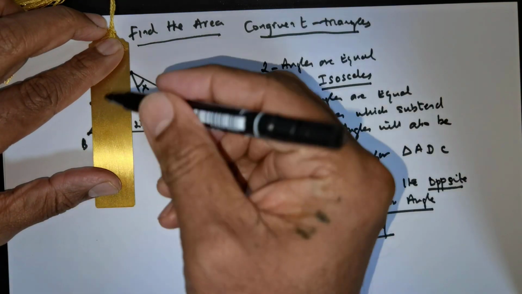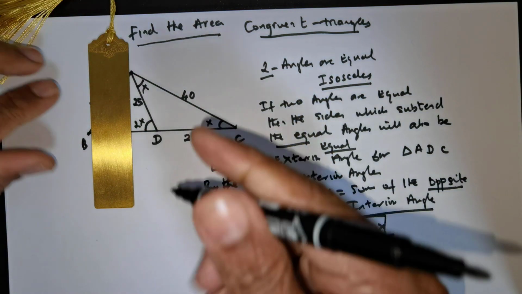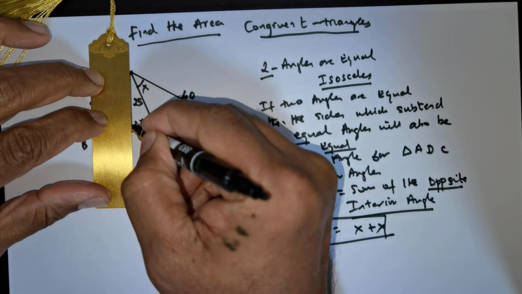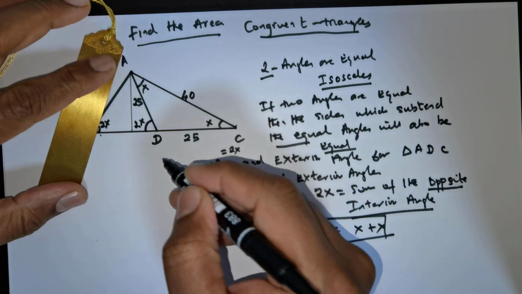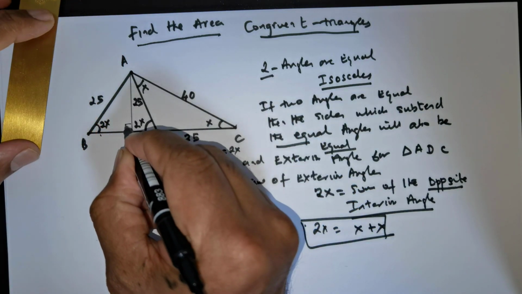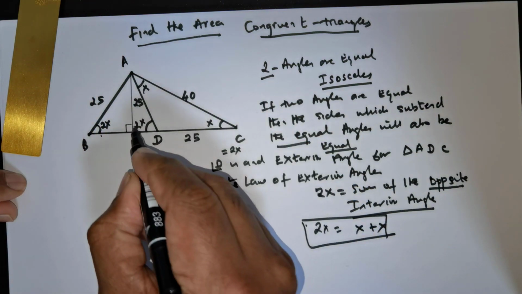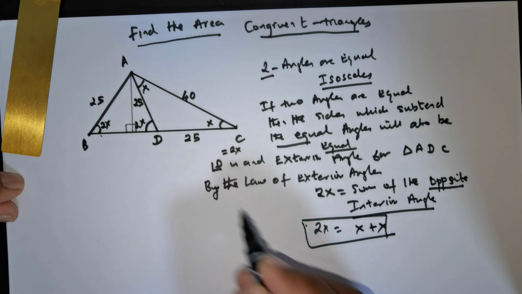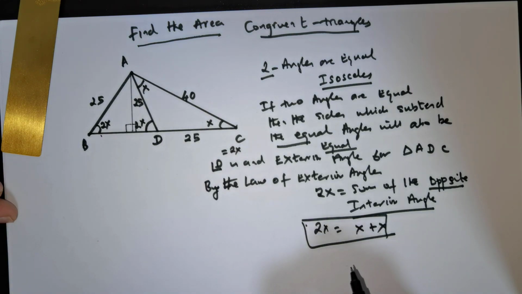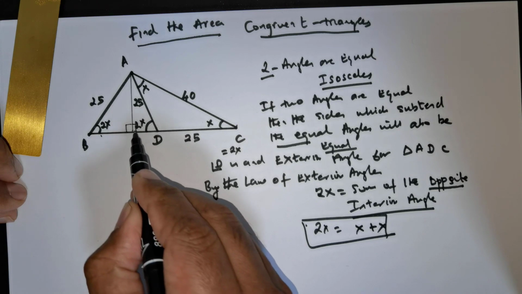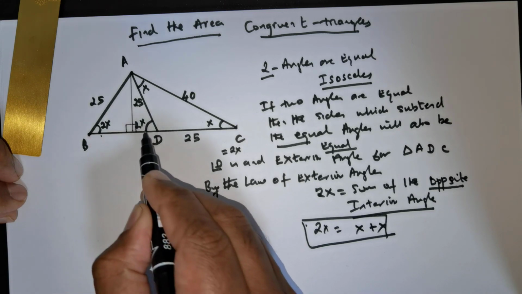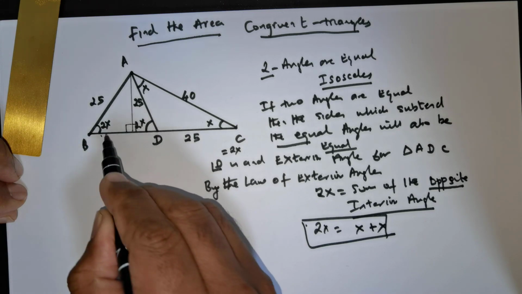I would like to draw a perpendicular from this point down, right? So that drops, and this is going to make 90 degrees. If this makes 90 degrees, this will also be 90 degrees on this side, right? So this is 90 degrees, this is 90 degrees, this is 2x, this is 2x. So clearly you can see two angles are equal.